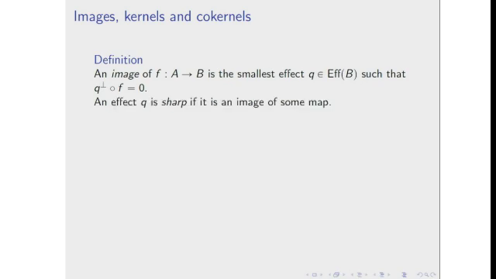Then we can define what it means for an effect to be sharp. The intuition for sharpness is that in quantum theory it would be the projections. An effect is sharp if it is the image of some map. Like there is some map and this thing is the image of it.